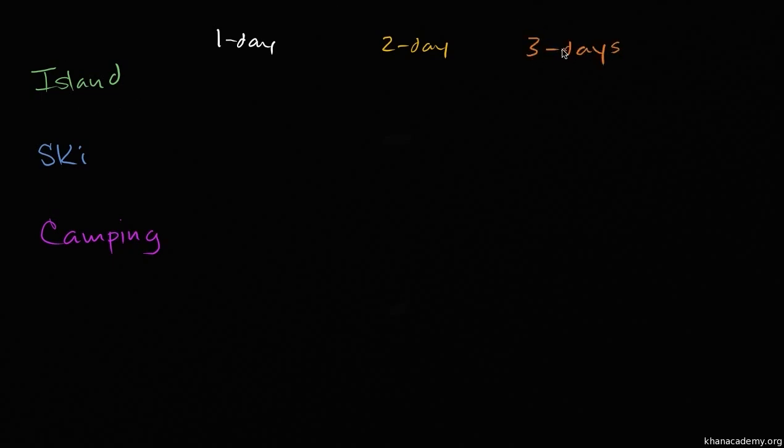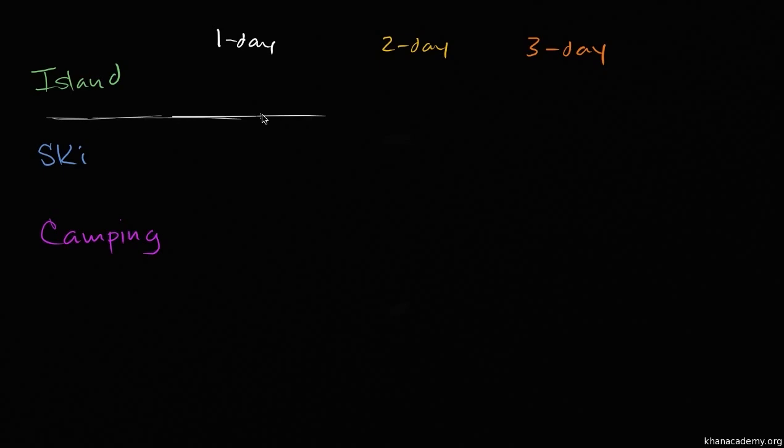So the first question I'd want to know is, well, they're going to randomly pick either a 1 day ski vacation or a 2 day island vacation. The first question I want to know is, what are all of the possible outcomes here? What is the sample space? What is the space from which we are going to pick your particular vacation package?